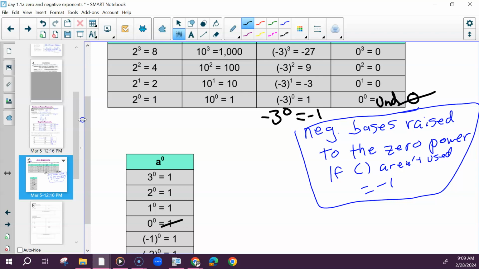So if I said, what is 100 to the 0 power? What would that answer be? 1. If I said 1,000,000 to the 0 power? 1. If I said negative 1,000,000 in parentheses to the 0 power? 1. Now if I said that without parentheses, negative 1. Once you finish this, go on to the next page.